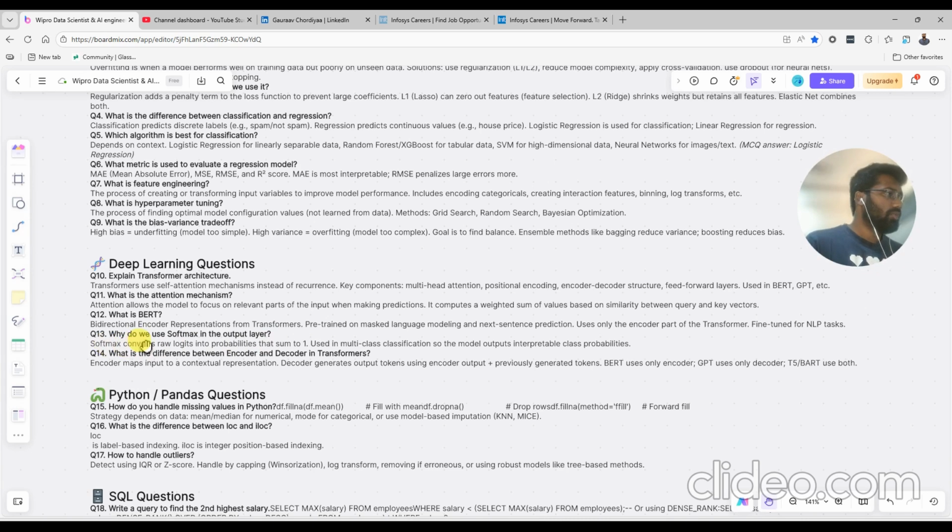Okay, why do we use softmax in the output layer? Softmax converts raw logits into probabilities that sum to 1, used in multi-class classification, so the model outputs interpretable class probabilities. For example, if we have two classes, 1 and 2, or yes or no, then we use the sigmoid, because if it goes above 0.5 we predict 1, and if it goes below 0.5 we predict 0, or yes or no.